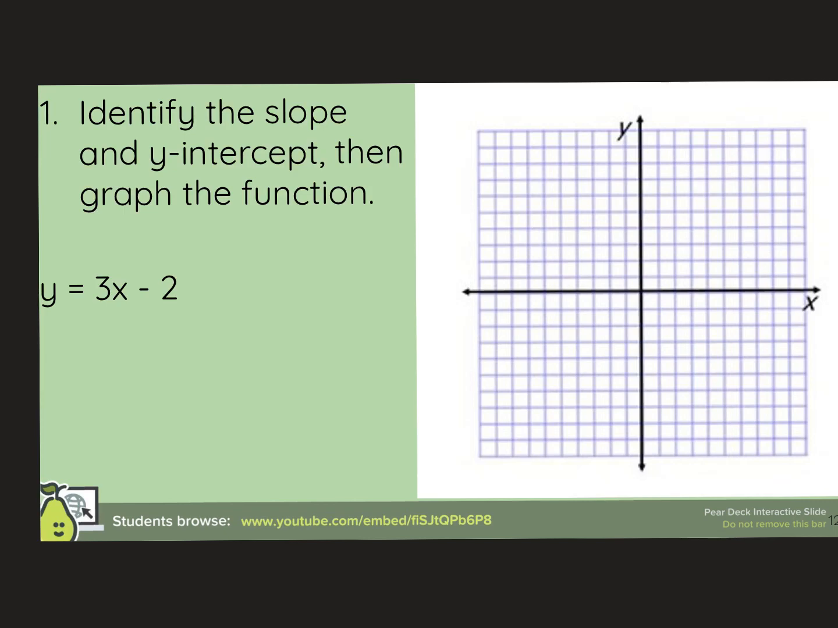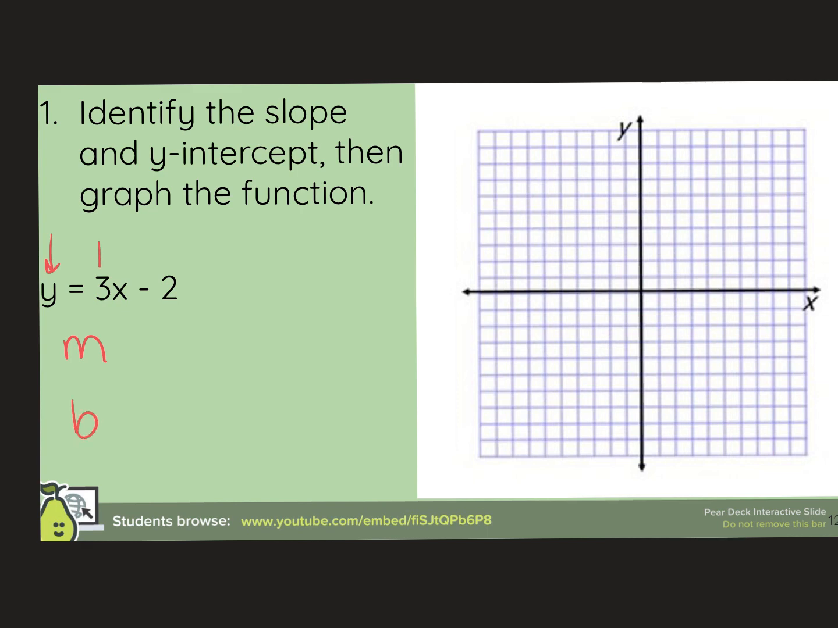All right, practice problem 1. We started out with one that doesn't need you to do step 1. I've already solved for y. How do you know? This y is all by itself. So all you need to do is write your slope as a fraction. It has to be a fraction. And then you need to find your y-intercept.